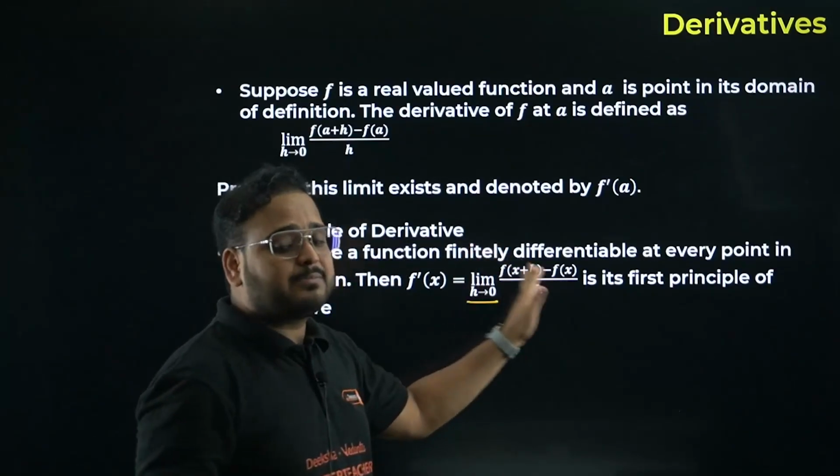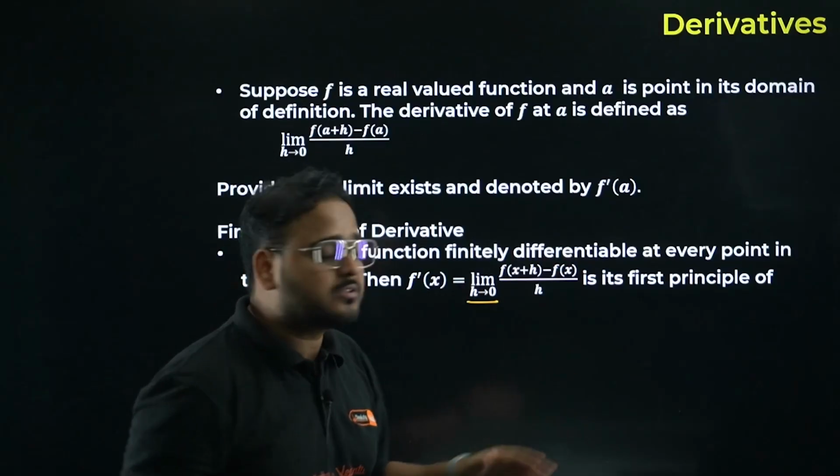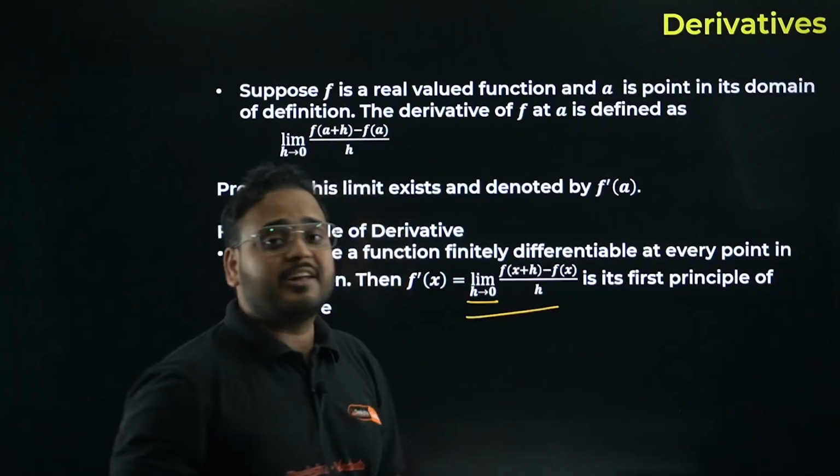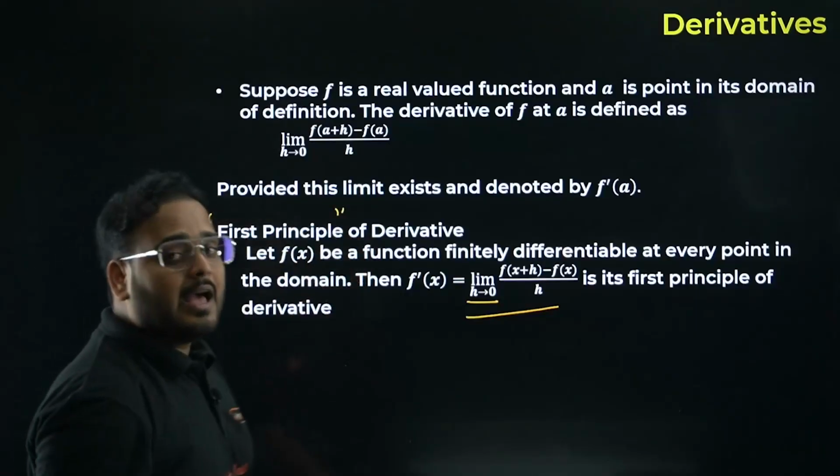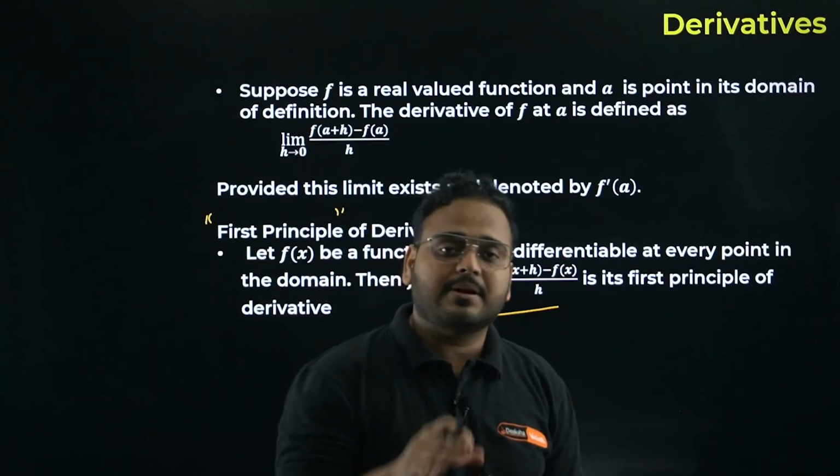f(x+h) minus f(x) divided by h, you use. This condition is called the derivative from the first principle. Everything that you see, all the formulas, can be derived using this.